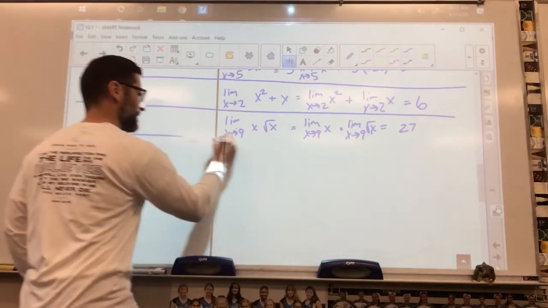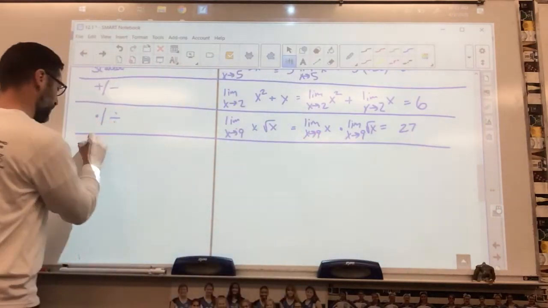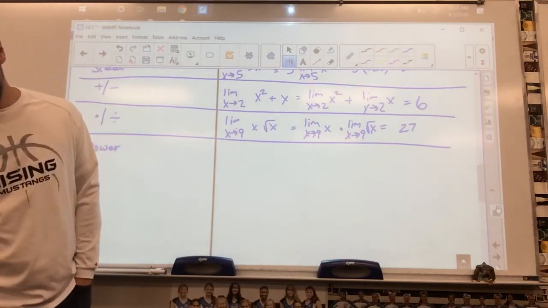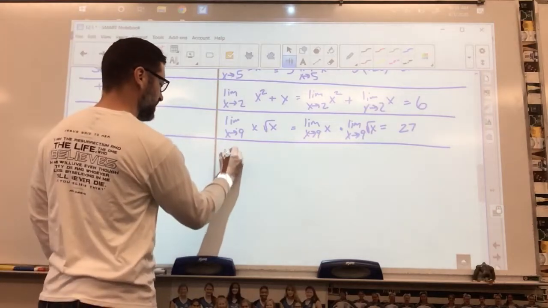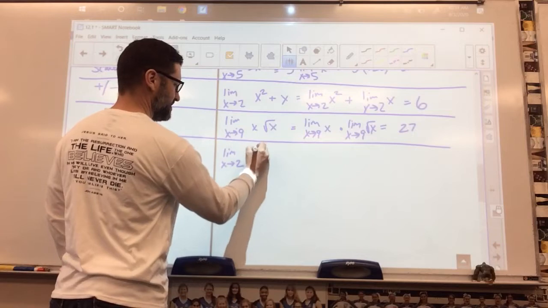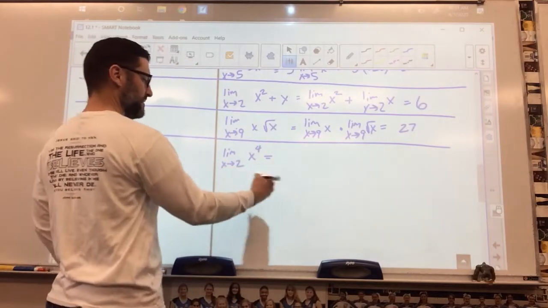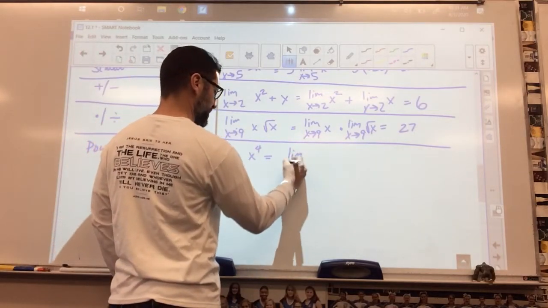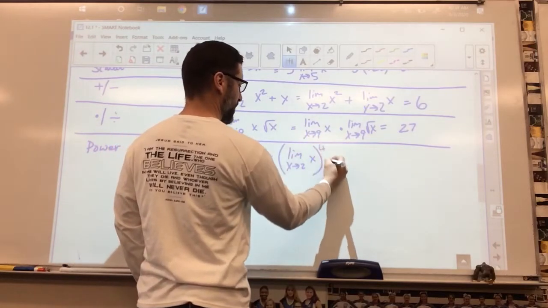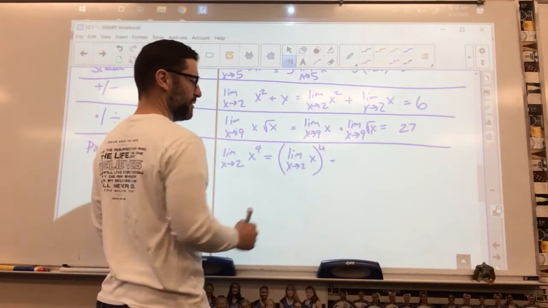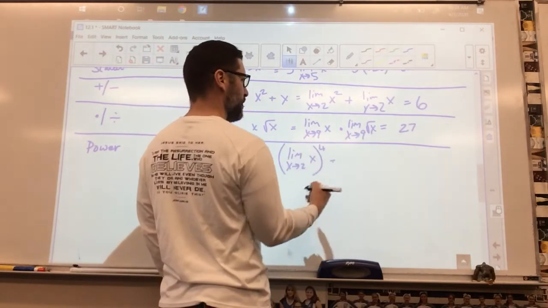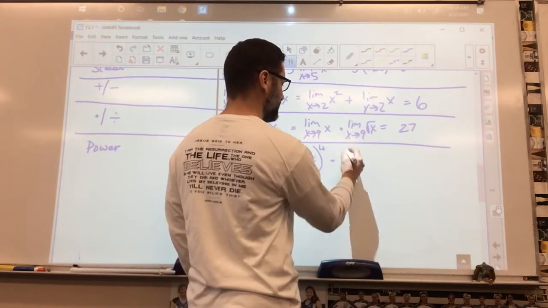And then the last one is called the power rule. For the power rule, I can take the limit as x goes to 2 of x to the 4th. I can take the 2 and shove it in, limit as x goes to 2 of x, and then I can apply the power later. So I can take the 2 and plug it in. I get 2. 2 to the 4th is 2 times 2 is 4 times 2 is 8 times 2 is 16.